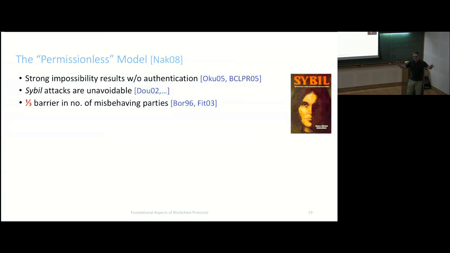Okay, so multiple personalities, and the thing is, if you are in an unauthenticated environment, you don't know who you're talking to. So the guy might pretend to be different parties. This was called Sybil by Douceur in the early 2000s, and in fact, also in the classical literature, it's known that there's a 1/3 barrier that you can tolerate.